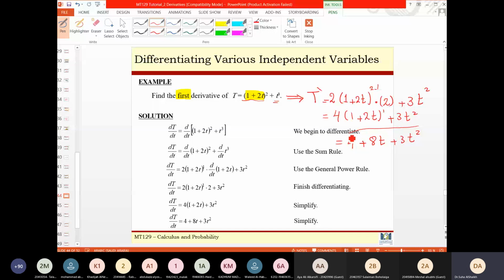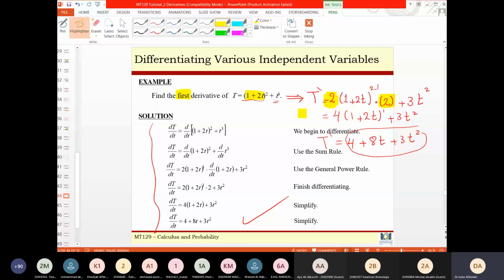And you have all the details here. Notice I wrote it as t dash. They write it as d by dt. It's the same. The 4 is because I have a 2 coming from the derivative of what is inside, and another 2 coming from the 2 that came down from the bracket. It became 2. It's 4. Got it?